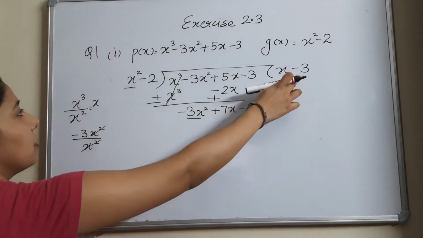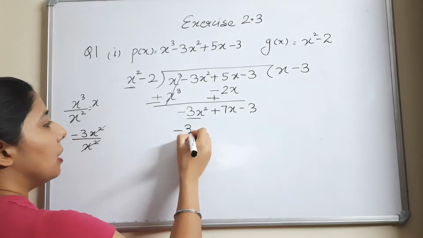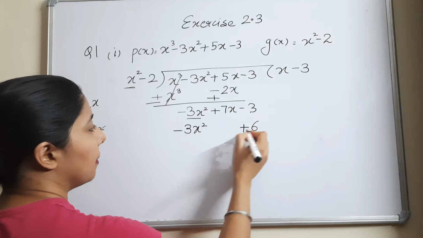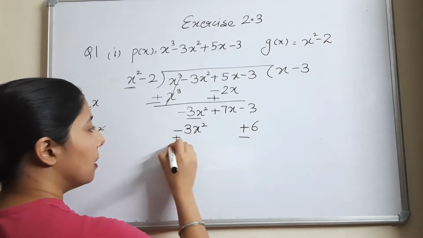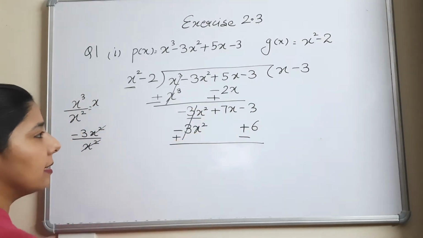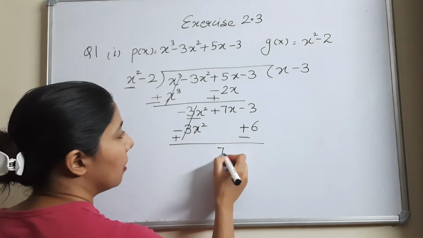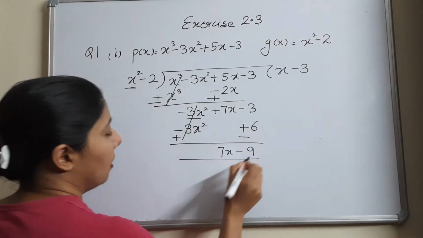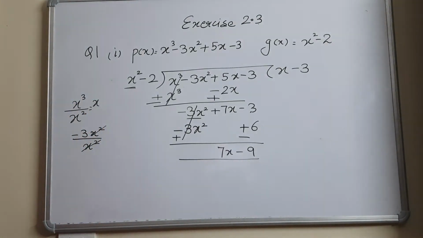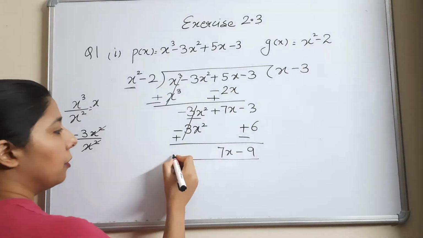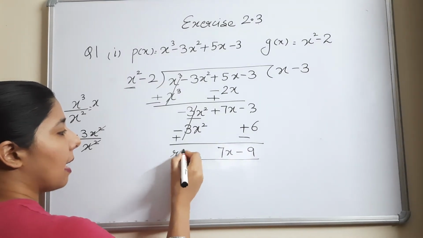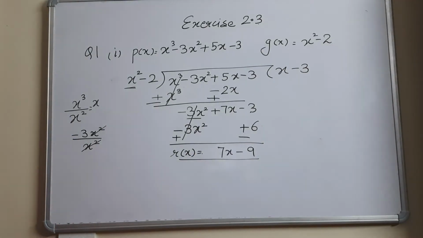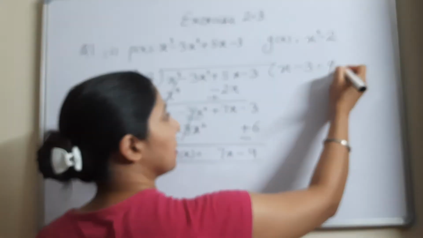Now multiply minus 3 by this. So it will be minus 3x square and plus 6. So we will write plus 6 here. Now change the signs and do the calculation. This cancels. Bring 7x down. And here minus 3 minus 6 will be minus 9. So this is the remainder. You are left with the remainder. Remainder is written as R(x). Fine. And this is the quotient. Quotient is written as Q(x).